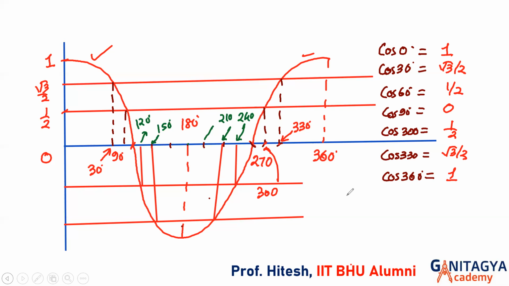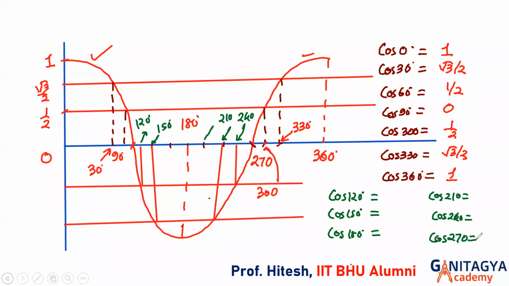so cos 120 कितना हो गया, 0 30 60 90, हाँ we are on 120, 150, 180, then cos 210, 240 and 270, ठीक है. so cos 120 is minus 1 by 2, क्योंकि ये है minus 1 by 2, ये है minus root 3 by 2. so cos 120 is minus 1 by 2, cos 150 is minus root 3 by 2, cos 180 is minus 1, ठीक है. cos 210 is minus root 3 by 2, cos 240 is minus 1 by 2 and cos 270 is 0, ठीक है. चलिए लिख लीजिए इतना.